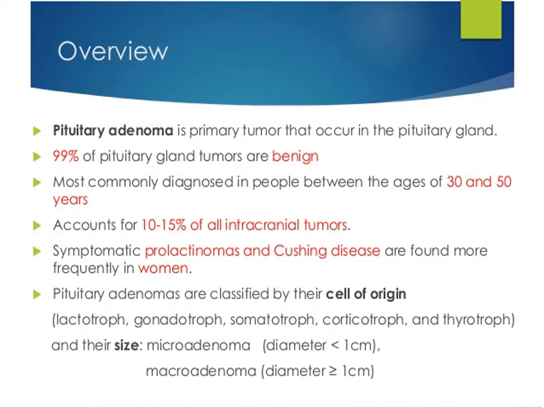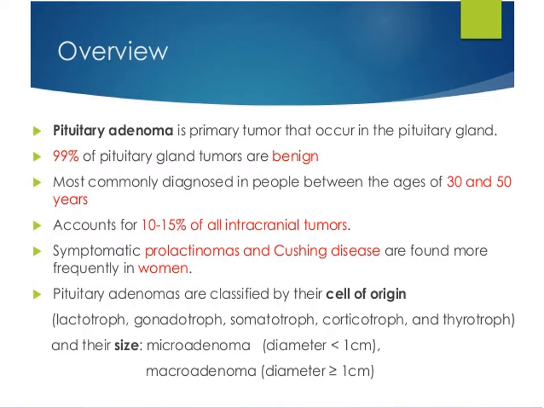Symptomatic due to production of hormones: somatotrope adenomas that produce growth hormone, lactotrope adenomas that produce prolactinomas, and Cushing syndrome due to corticotrope adenoma that produces excess amounts of ACTH, are found more frequently in women. Pituitary adenomas are basically classified by their cell of origin, like lactotrope cells in the anterior pituitary gland leading to lactotrope adenomas, and that leads to prolactinomas.